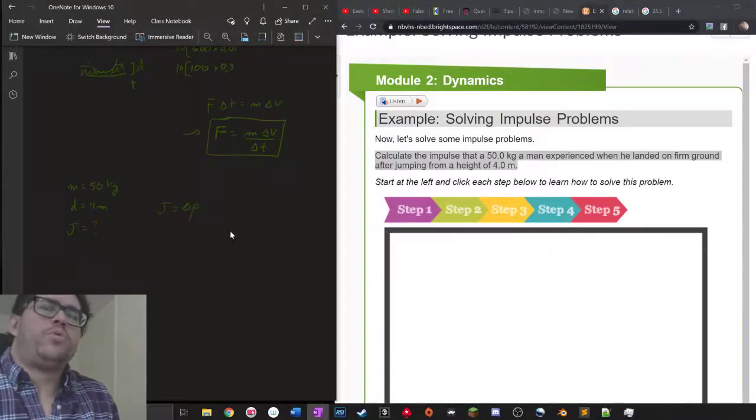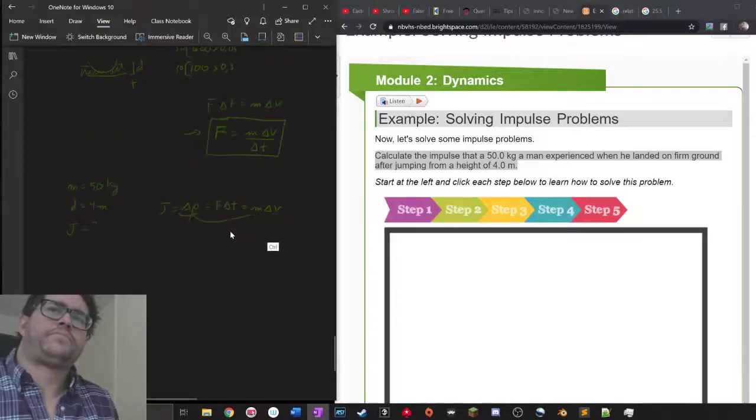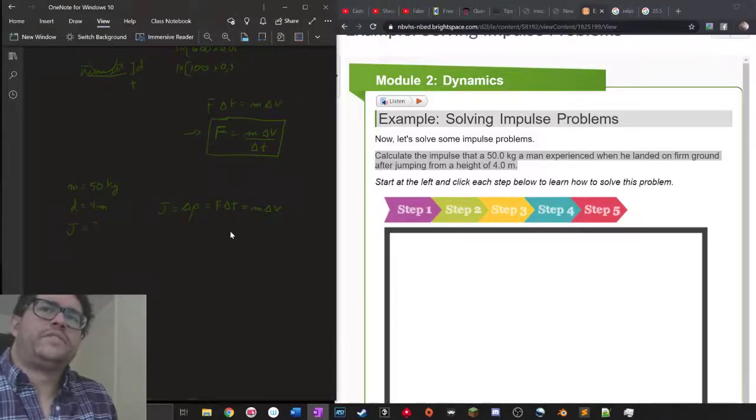We could also say at this point that it's equal to all those other things. So F delta T is also equal to m delta V, right? Because this is equal to this. And this is the original formula. So basically what we have here is infinite possibilities. If you have the mass and the velocity, you can find your J. If you have your t and your F, you can find your J. You don't need all of it, you just need 2 of them and you find your J.